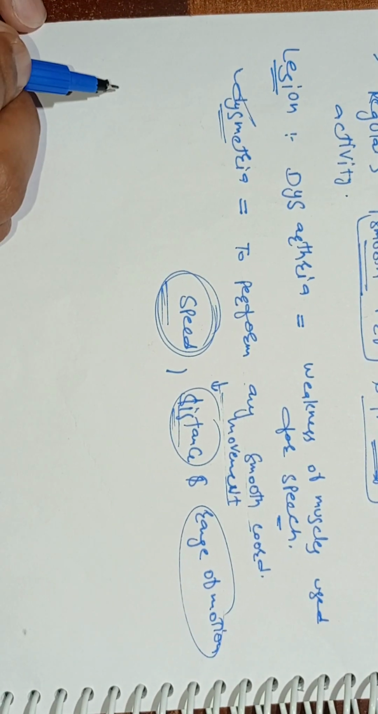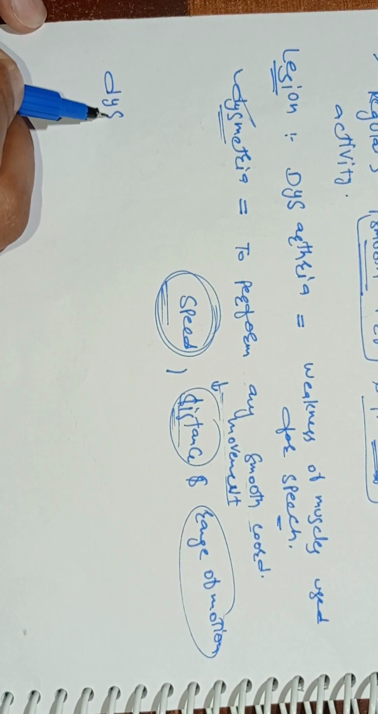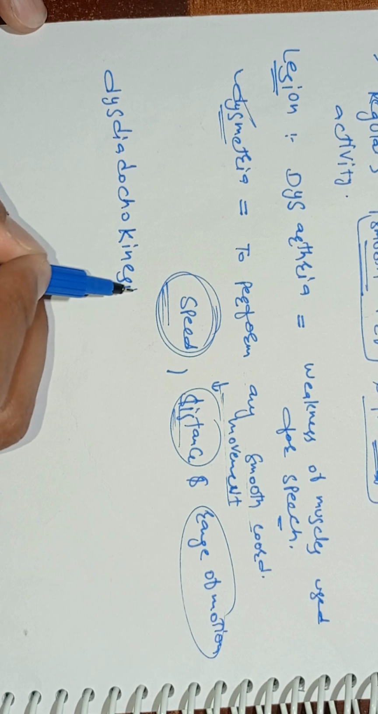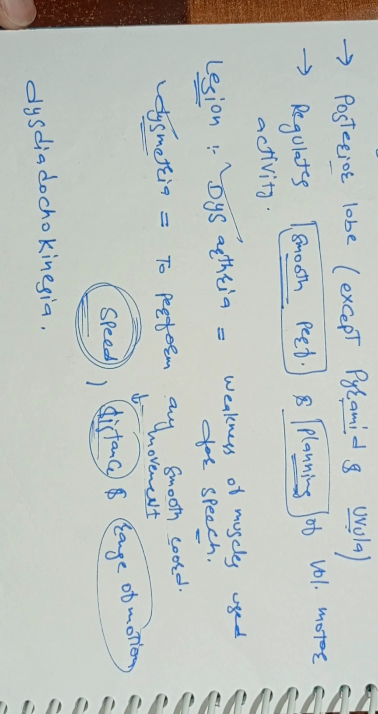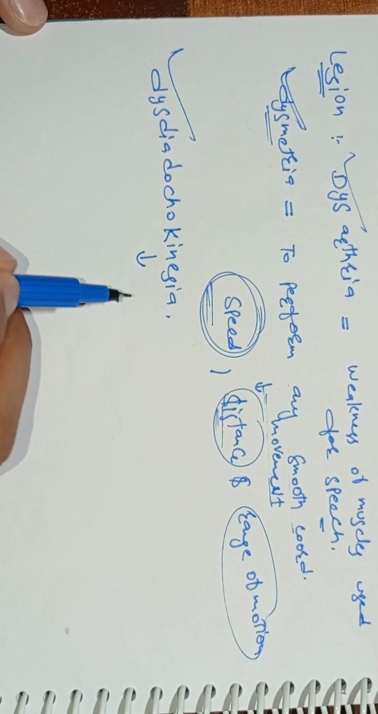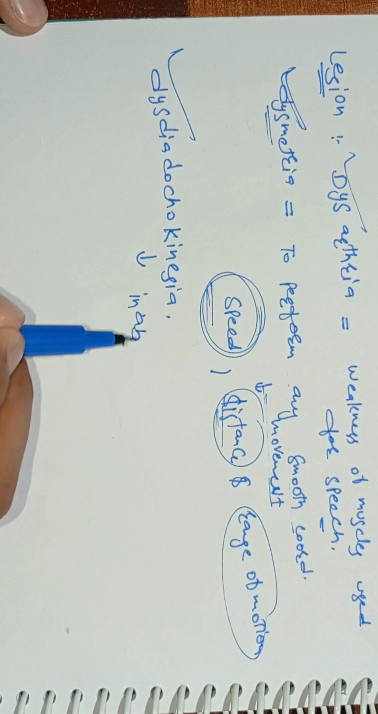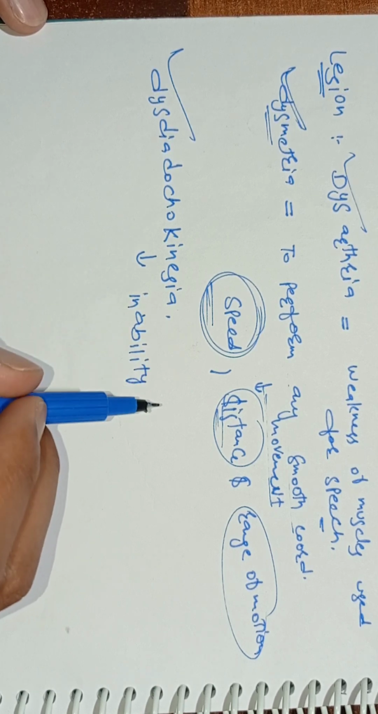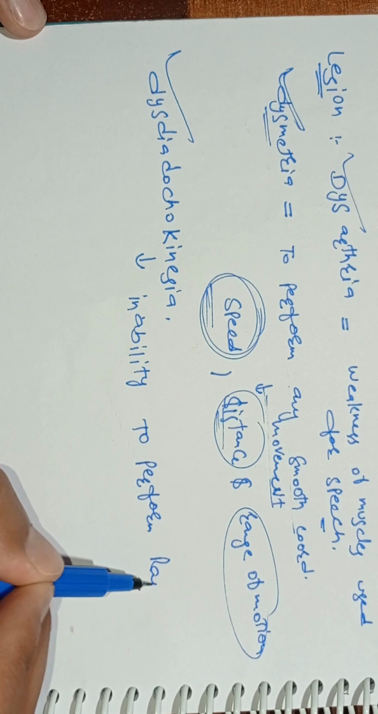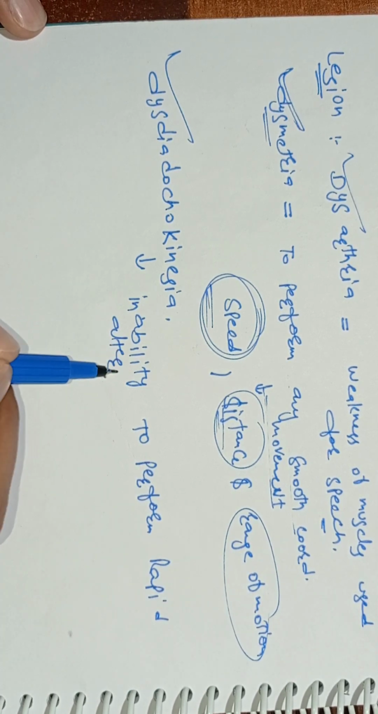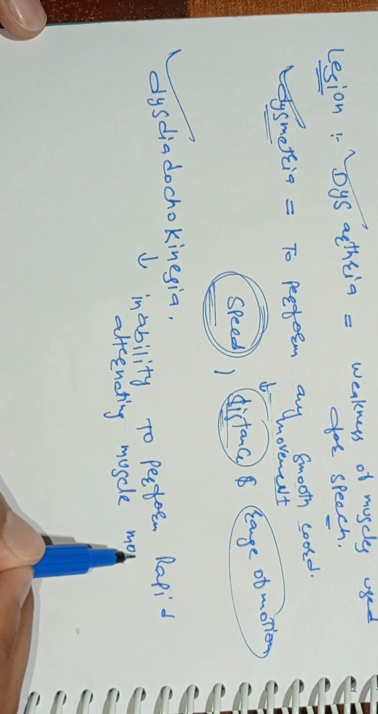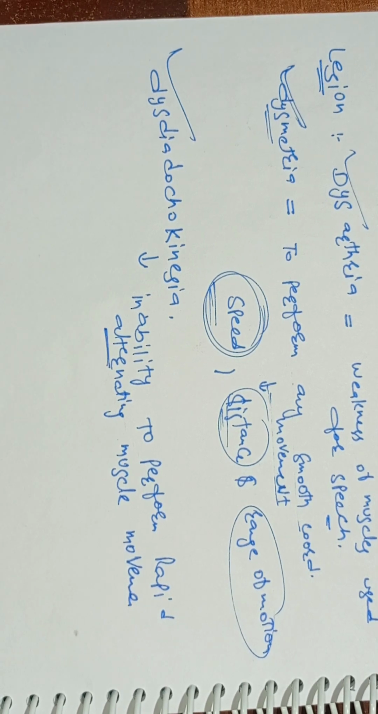Clearly, the third problem that will be is known as dysdiadochokinesia. So lesion can result in dysarthria, lesion can result in dysmetria, lesion can result in dysdiadochokinesia. What is dysdiadochokinesia? It is inability. That means patient is unable to perform rapid alternating muscle movements. What do you mean by this alternating?